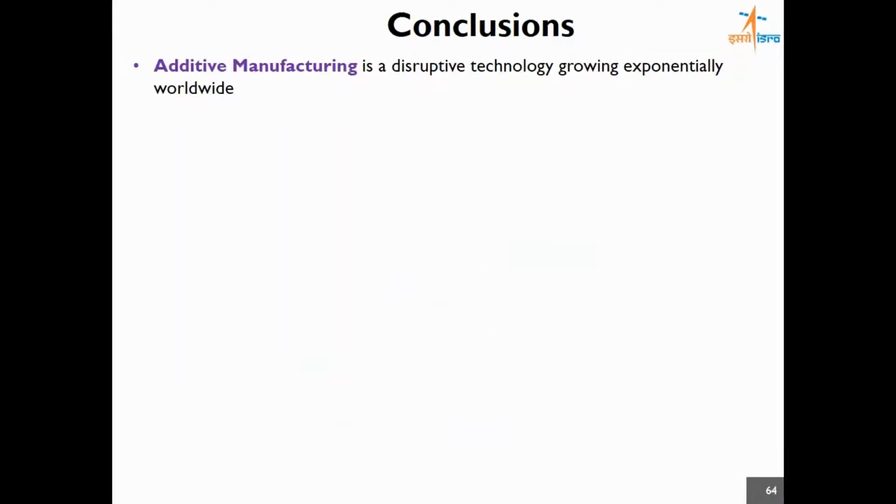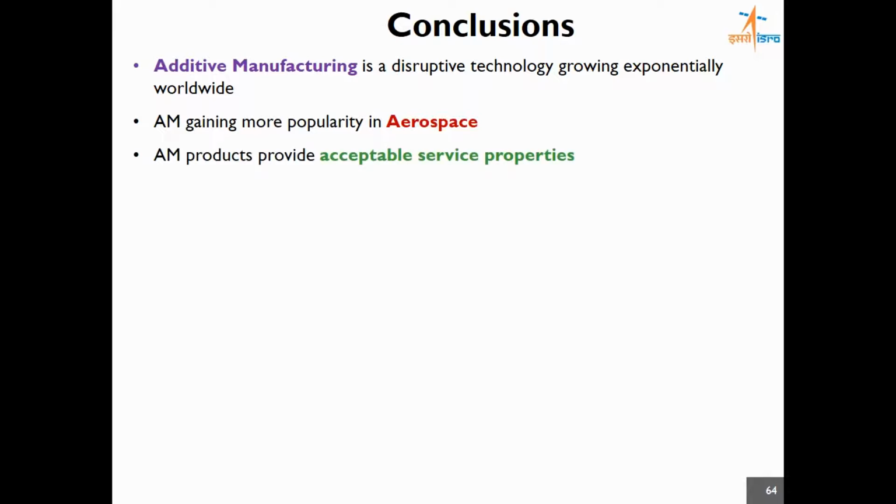So we know that additive is a disruptive technology which is growing exponentially worldwide, and it is gaining more popularity in aerospace mainly because of the weight savings. And weight savings can translate into cost savings, because the cost required to put the payload into an orbit is tremendous. Even with re-entry launch vehicles, the cost for putting a kilogram of payload into orbit is something like $5,000 per kilogram. Then AM products also find acceptable service properties in terms of various applications.